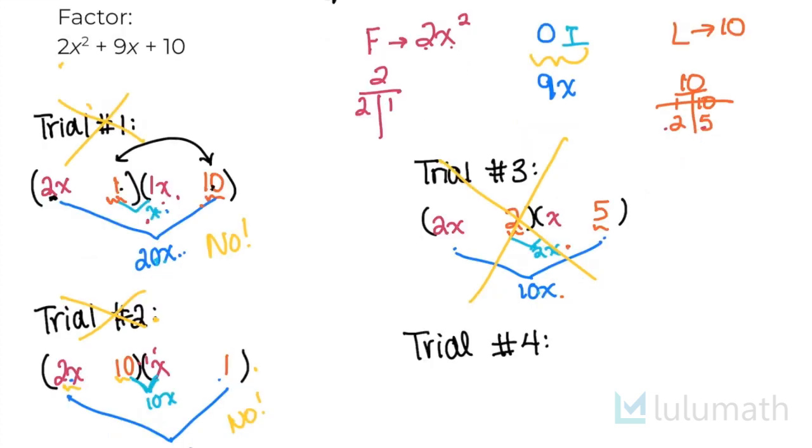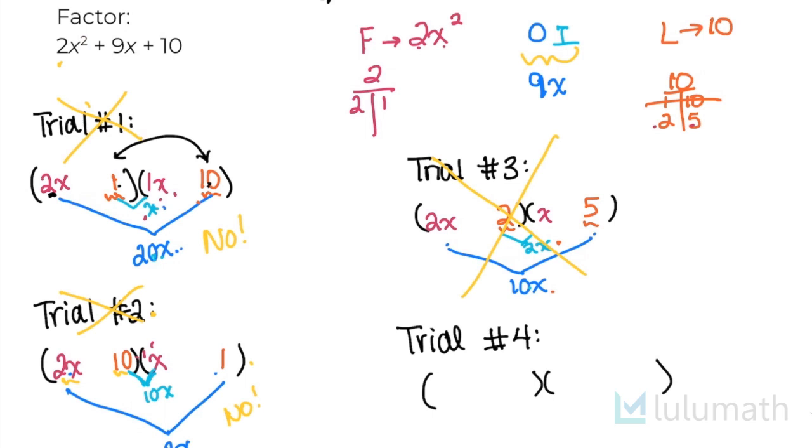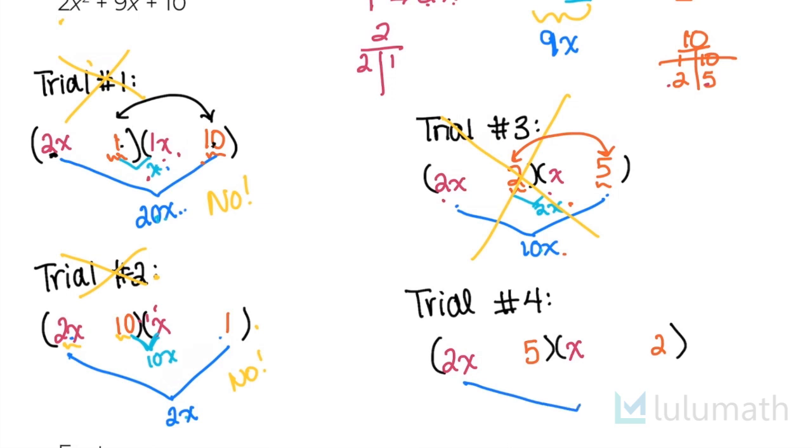All right, let's give this another shot. So again, for my first terms, I'm going to use 2x and x like I did in all my other trials. And this time I'm going to swap the 2 with the 5 and see what ends up happening. So I'll put the 5 here and I'll put the 2 here. Well, when I do my outer, 2x times 2 is 4x. And when I do my inner, 5 times x is 5x, and my goal is to get this 9x, and I can get a 9x from 5x and 4x if the 5x is positive and the 4x is also positive.